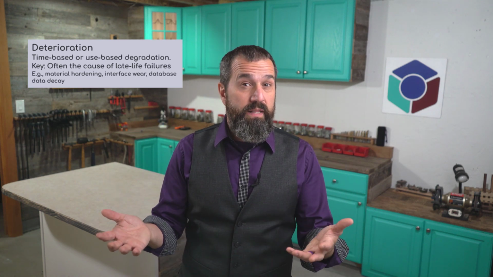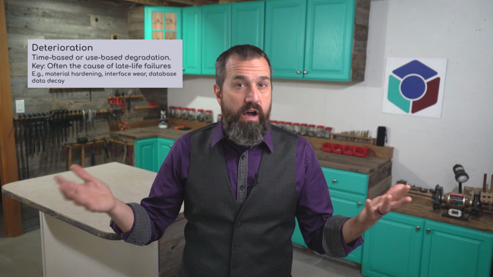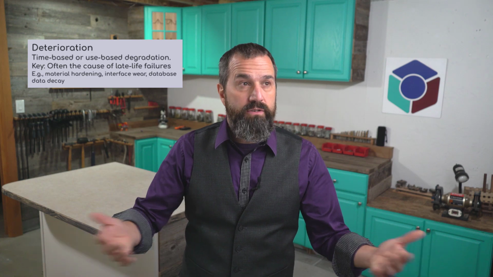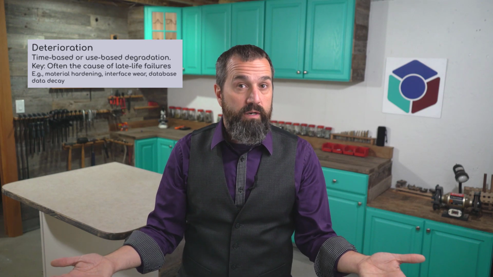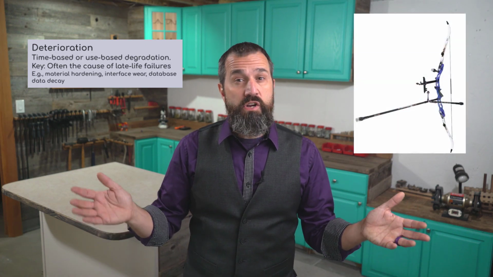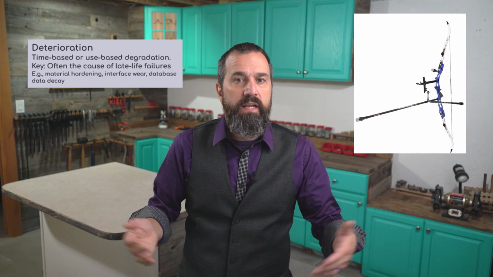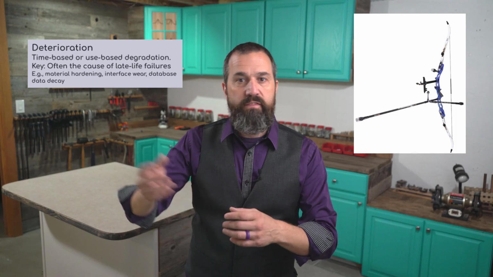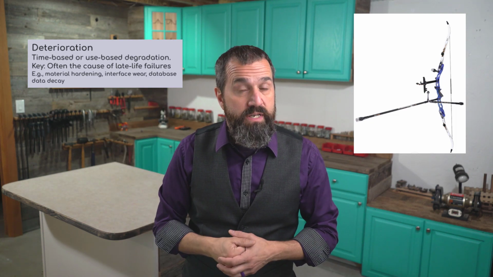Reliability testing is typically measured in either time or cycles, and deterioration is often the cause of those late life failures, the time or the cycles having enough of an impact on the product such that it doesn't perform the same way anymore. Back to the bow limbs, they could deteriorate through their repetitive flexing, right? By work hardening or work softening, depending on the material, right? Every time you pull it back, it flexes, and after a while, something's going to happen to that material.